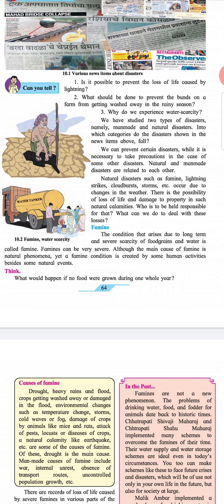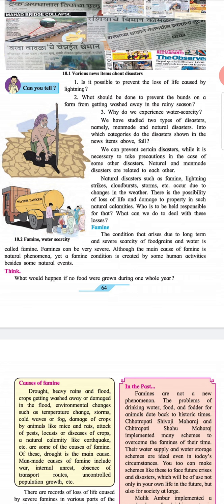We have studied two types of disasters, namely man-made and natural disasters. Into which category do the disasters shown in the news item above fall? We can prevent certain disasters, while it is necessary to take precautions in case of some other disasters. Natural and man-made disasters are related to each other.